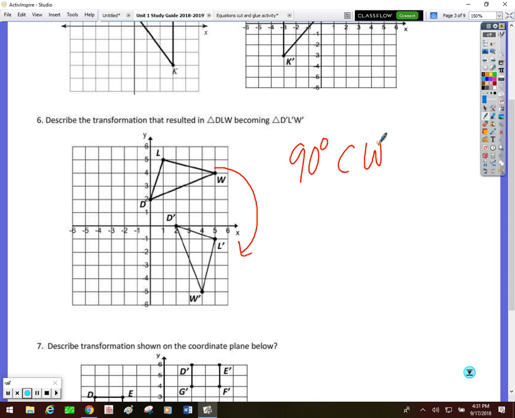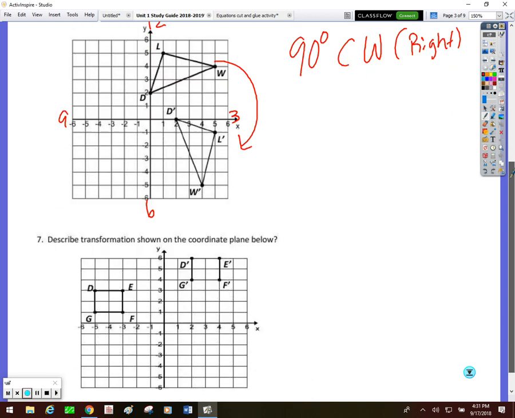Okay. Remember, we talk about clockwise. Remember, a clock is 12, 3, 6, 9. So if you're going in order like the clock, that's a clockwise rotation. It's a rotation to the right. Okay. We rotated to the right one quadrant. All right. What about this next guy?